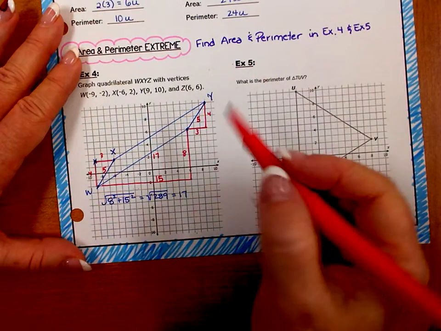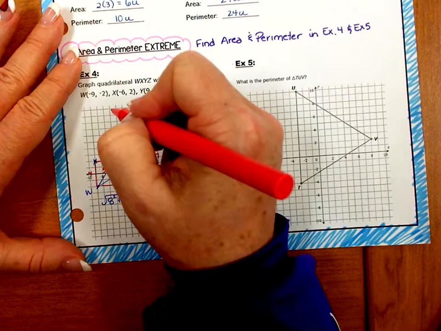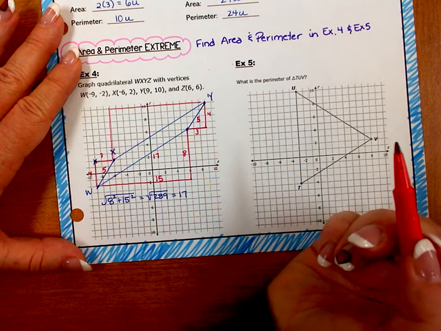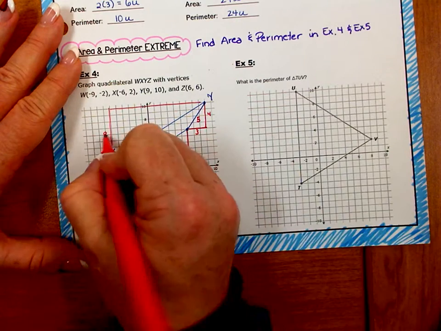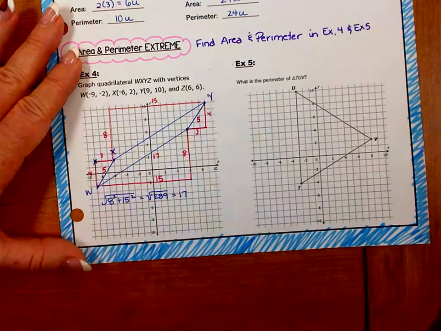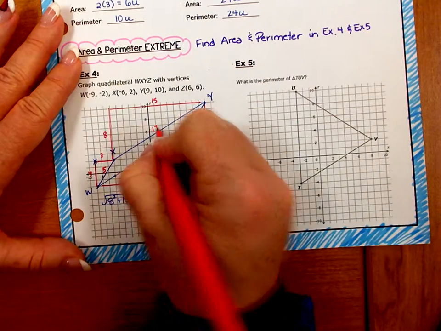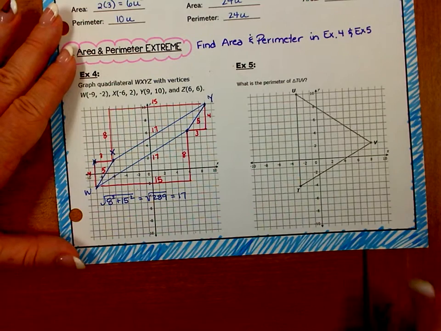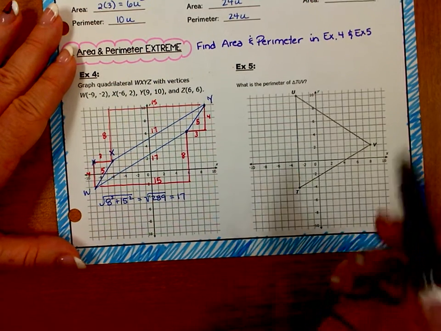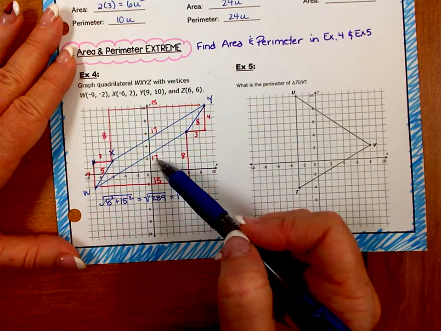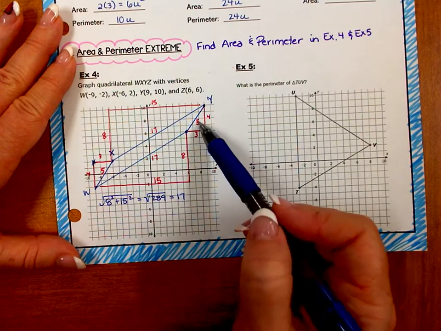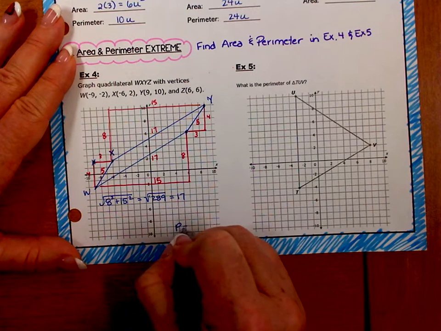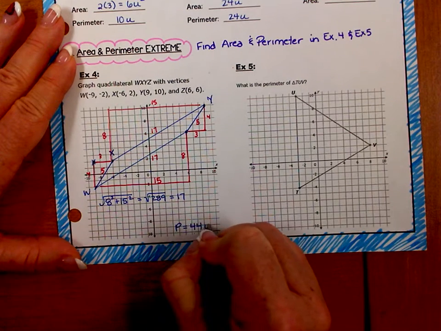And if we figure out this one over this way, we're going to have the same measurements. This is going to be 8. This is going to be 15. So that means this one is also 17. So let's go ahead and figure out the perimeter. Okay, so the perimeter is going to be 17 plus 17, which is 34, and 5 plus 5, which is 10, so 10 and 34 is 44. So our perimeter is going to be about 44 units.